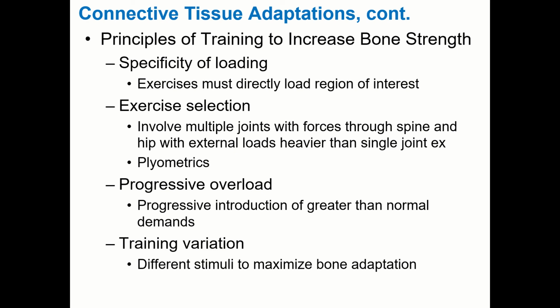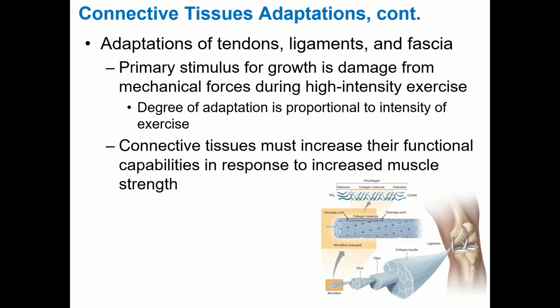And then training variation. So if we want to maximize bone mineral density, you wouldn't just do squats and leg press all the time. You would work in maybe some unilateral stuff, so maybe some one-legged squats, or have them hold a kettlebell on one side and then the other, that kind of thing. And by loading the bone a little bit differently, that will maximize mineral density.